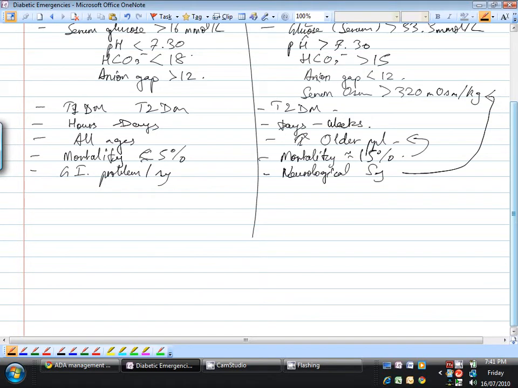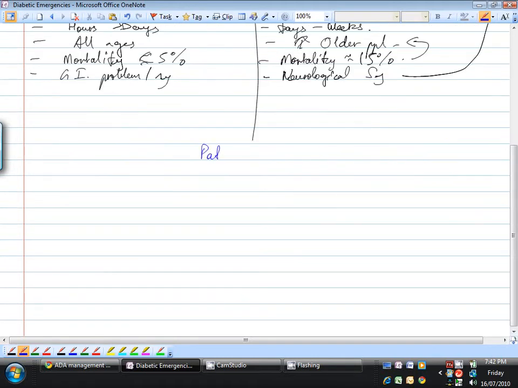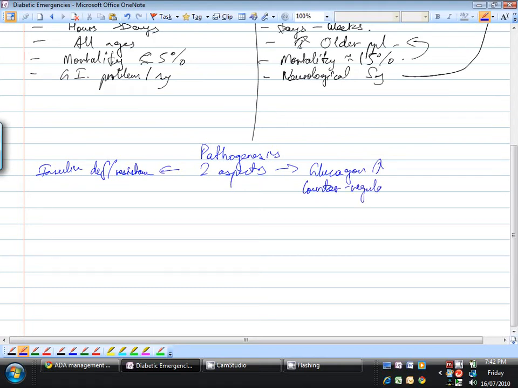Now, looking at the pathogenesis of these two conditions, they have a very similar pathogenesis, and two aspects to it. There is the insulin deficiency or the insulin resistance aspect, and of course there's also the glucagon excess, and not just glucagon, there are other counter-regulatory hormones that also go up. So counter-regulatory hormone excess, and these include hormones such as cortisol, growth hormone, and catecholamines.